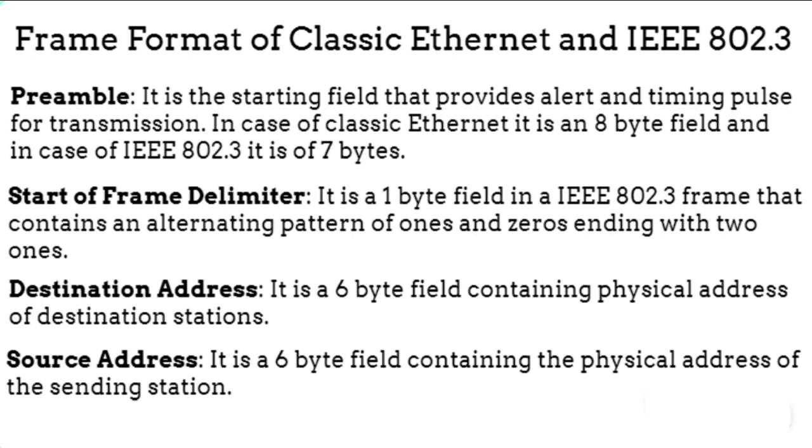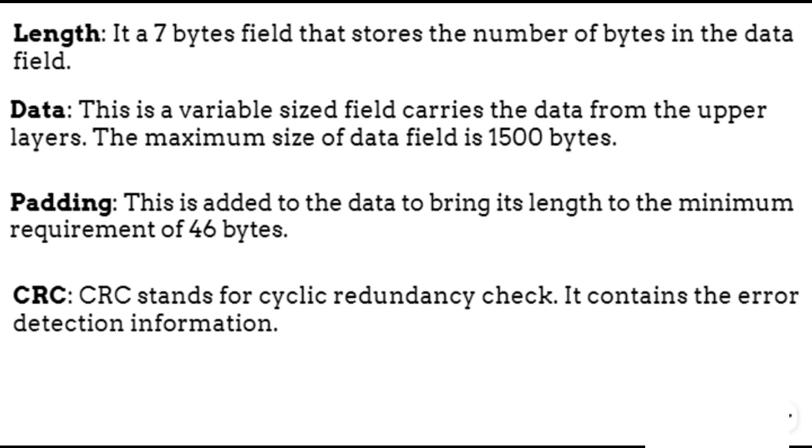Start of frame delimiter. It is a 1-byte field in an IEEE 802.3 frame that contains an alternating pattern of ones and zeros ending with 2 ones. And the next is destination address. It is a 6-byte field containing the physical address of the destination station. Source address. It is a 6-byte field containing the physical address of the sending station. Length. It is a 2-byte field that stores the number of bytes in the data field.